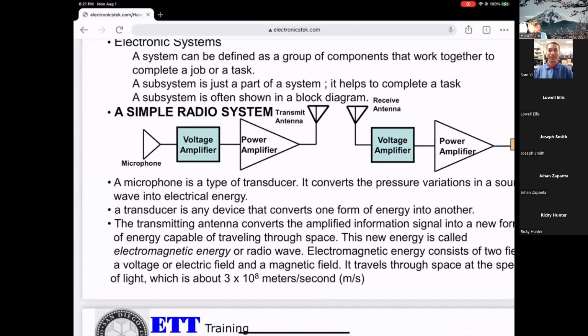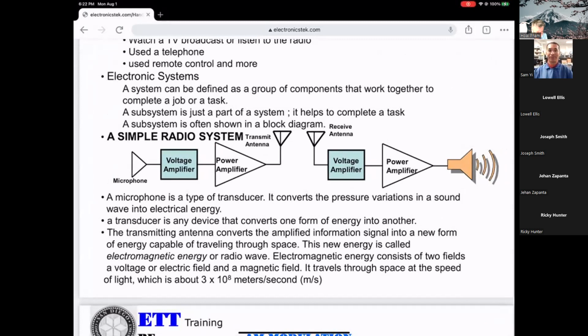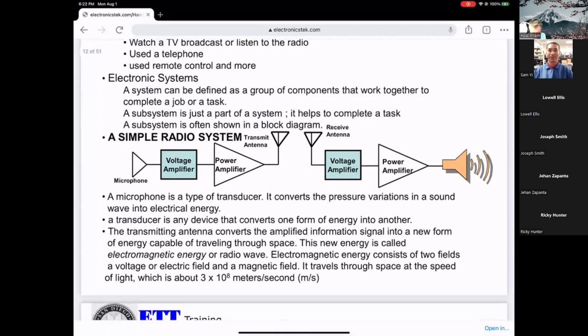Let's see, a microphone is a type of transducer. It converts the pressure variation in a sound wave into electrical energy. A transducer is any device that converts one form of energy into another. The transmitting antenna converts the amplified information signal into a new form of energy capable of traveling through space. This new energy is electromagnetic energy, or radio wave.